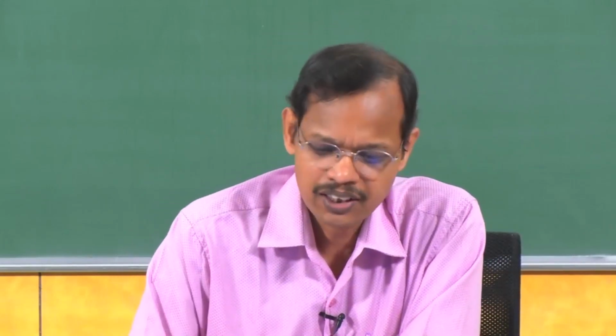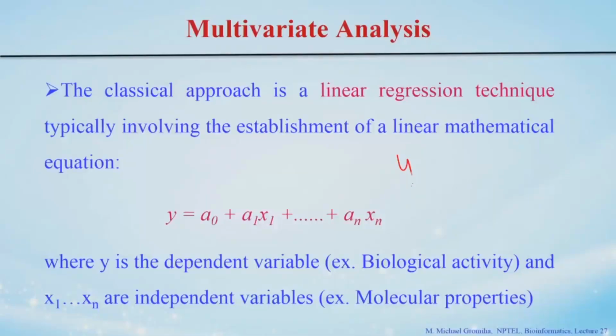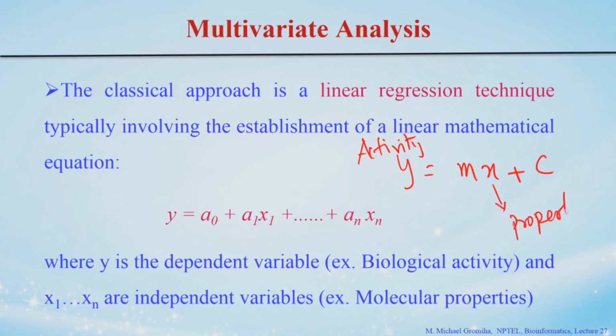So, the classical approach, as we know, is the linear regression technique. For example, if we have only one variable, you can easily do y equal to mx plus c. So, what is y? The dependent variable, this is the biological activity. And x is any property. So, what is m? m is the slope and c is the constant.